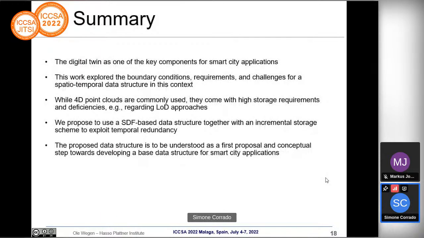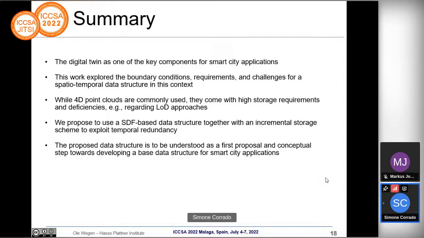So let me summarize. The digital twin is one of the key technologies for enabling smart city applications. Now, in our work, we outline the boundary conditions, the requirements, the challenges for a spatial temporal data structure in this context. And we perceive that 4D point clouds are commonly used for acquisition, but they come with very high storage requirements and other deficiencies regarding level of detail, for example. So we propose to use a signed distance field as base geometry for storing this spatial temporal data, and an incremental storage scheme to exploit temporal redundancy.